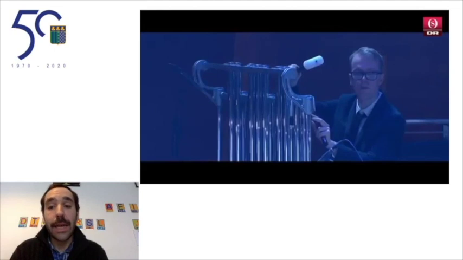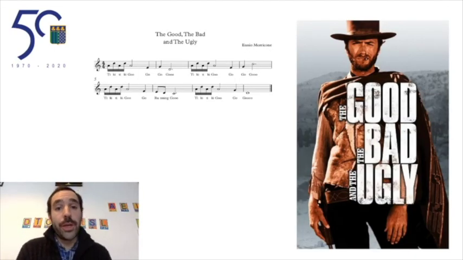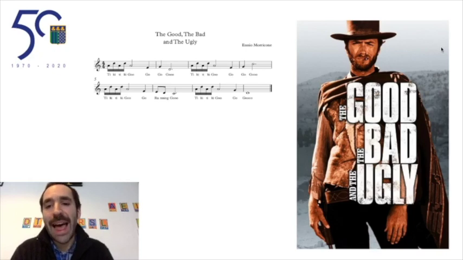Well, you surely know that song, and this music was composed by Ennio Morricone for the movie The Good, The Bad, and The Ugly. So this is the sheet music of the song. Here you can see the sheet music with the keywords, and also a picture of the movie. I recommend this movie. It's a great Western movie. It's a classic and it's really, really good.